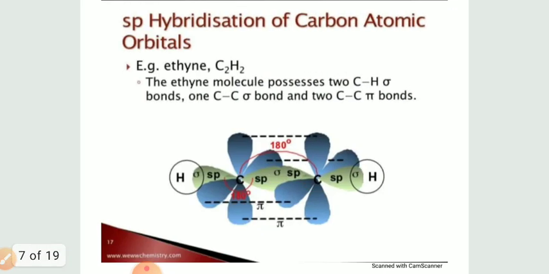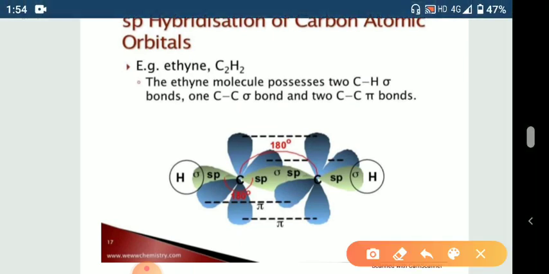So we take the example of ethyne, C2H2. In the ethyne molecule, there are two carbon-hydrogen sigma bonds, one carbon-carbon sigma bond, and two carbon-carbon pi bonds. So these are the pi bonds, these are the sigma bonds, and a sigma bond is also present between the carbon atoms.